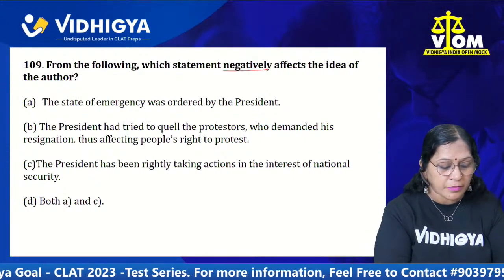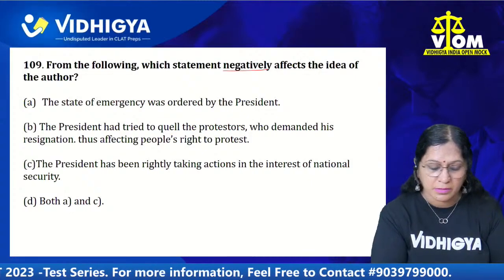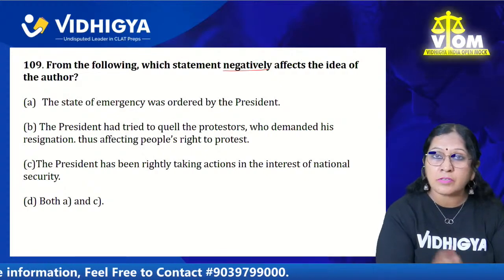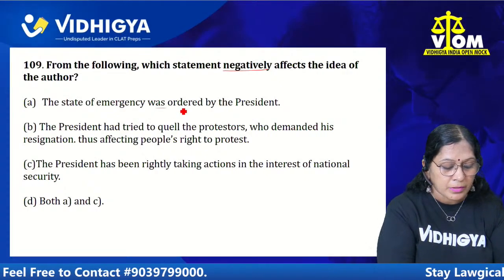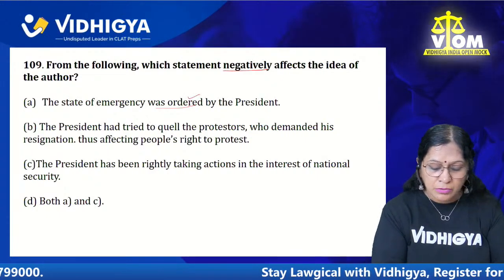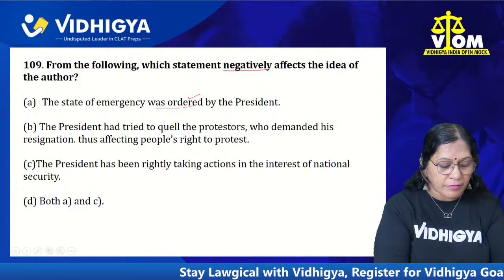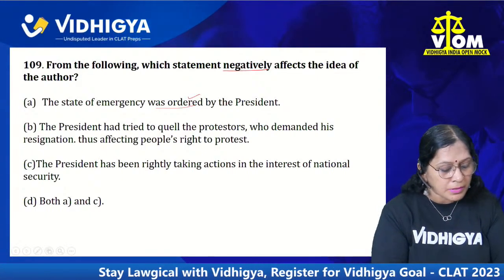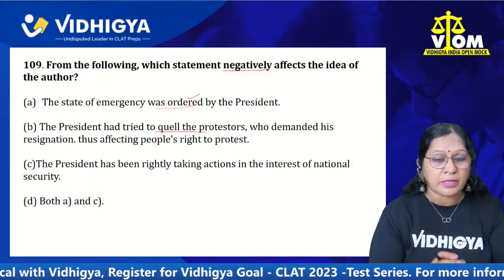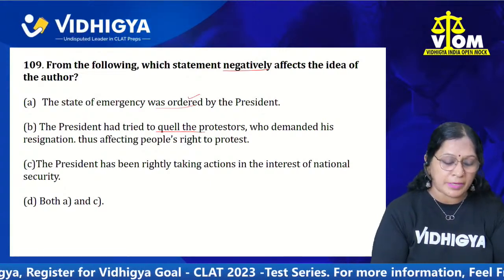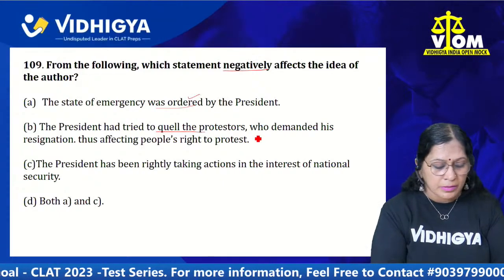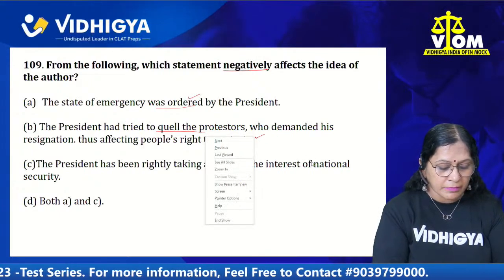So, the state of emergency was ordered by the president, but this was what was given in the paragraph, right? That he himself ordered it, in the third, fourth line. So, this is correct. The president had tried to quell the protesters who demanded his resignation, thus affecting the people's right to protest. But yes, he had quelled the protesters. No, in the very first paragraph, he said that he was getting a few celebrities and all apprehended, right? And those who were demanding his resignation. But this is given. So even this is given.